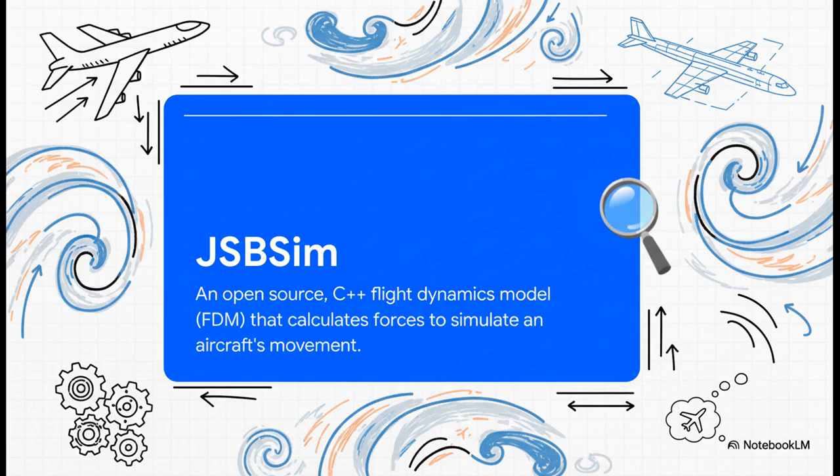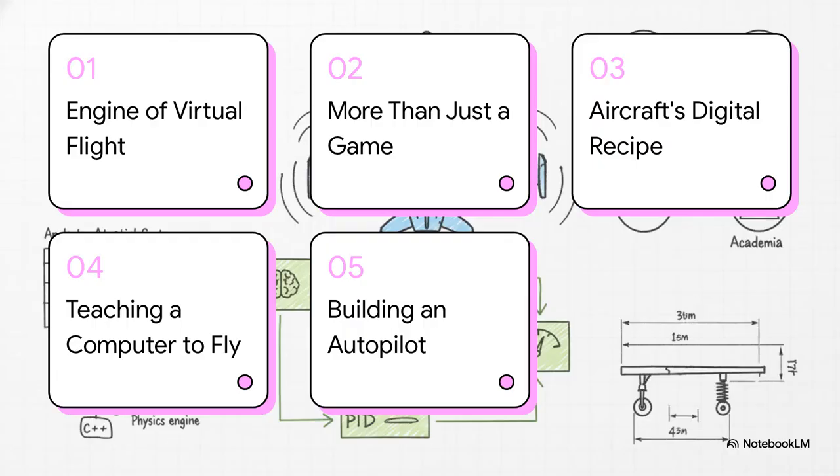The best way to think of it is as a pure physics engine for anything that flies. And let's be clear, this is not a game. It's a C++ library that just crunches numbers. It's calculating all the forces, lift, drag, thrust, to figure out exactly how an aircraft is going to move, moment by moment. So in this explainer, we're going to break down how this incredible open source tool really works.